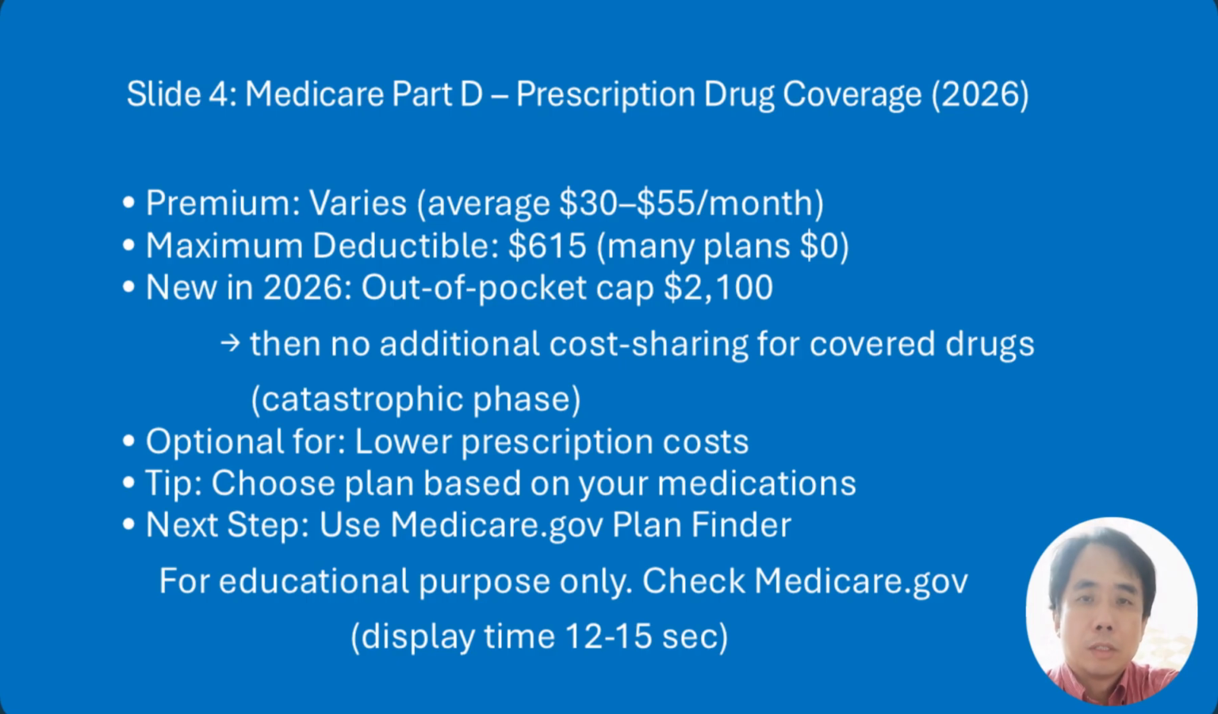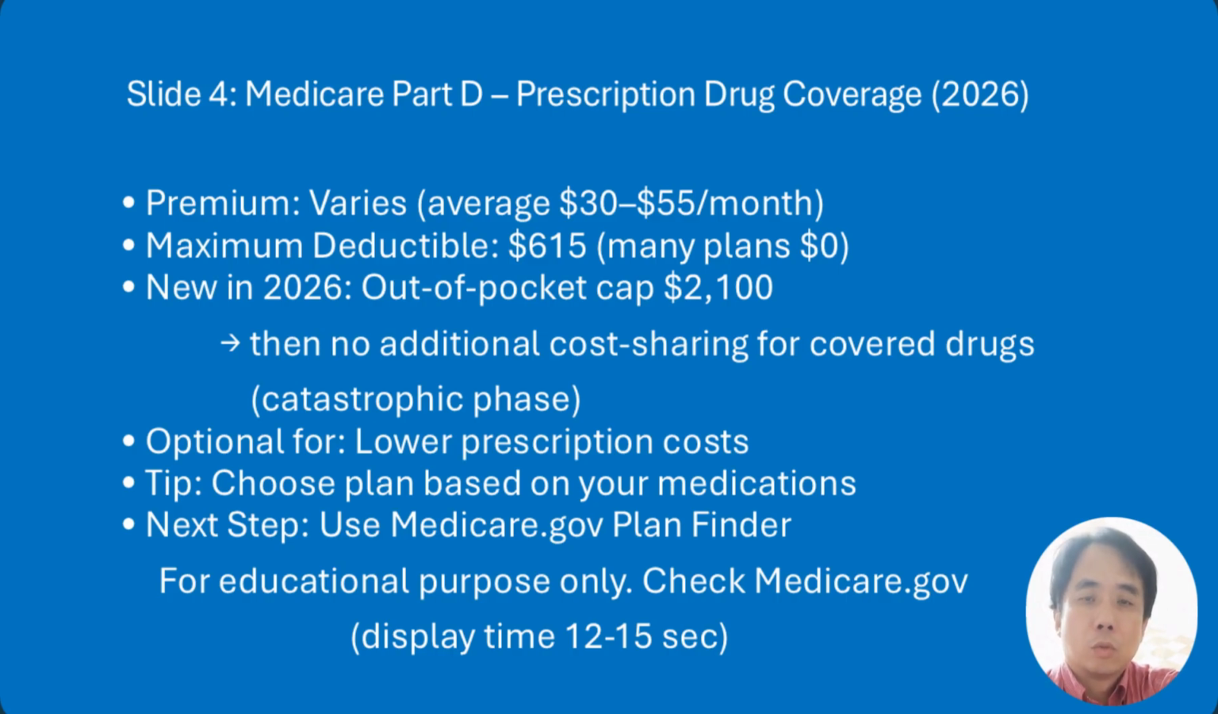This is Part D. First, the key point. If you already have a Medicare Advantage plan, you usually do not need to buy a separate Part D. If you are on original Medicare with a Medigap plan, you must buy a standalone Part D, and it comes with a monthly premium. That's decision point number 1.